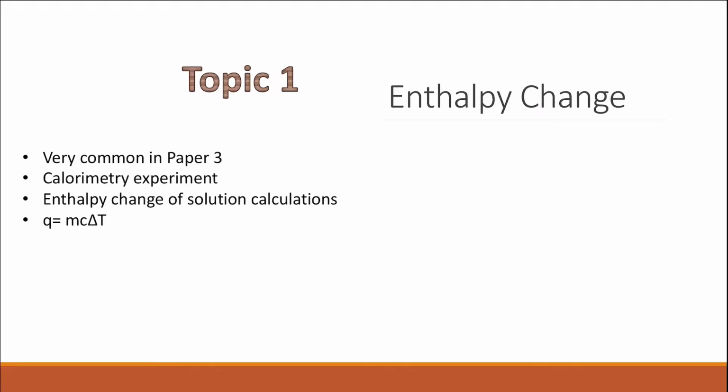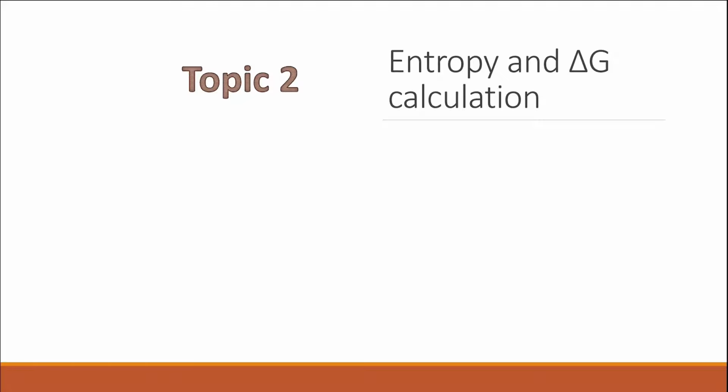Remember the equation, you're going to apply the equation Q equals mc delta T, and then delta H equals Q in kilojoule over moles. Also, they apply the values that you get from enthalpy of solution or enthalpy of combustion within Hess's law and use the Hess cycle to find the enthalpy change for a certain reaction. So please go over Hess's cycle because it's going to be quite important for your exam.